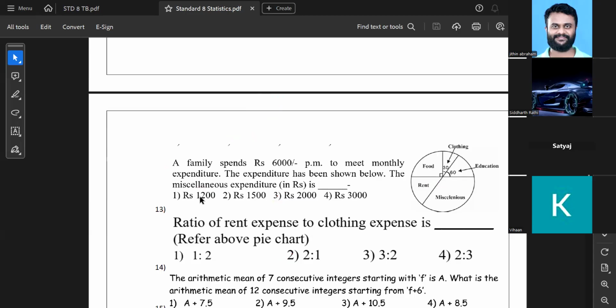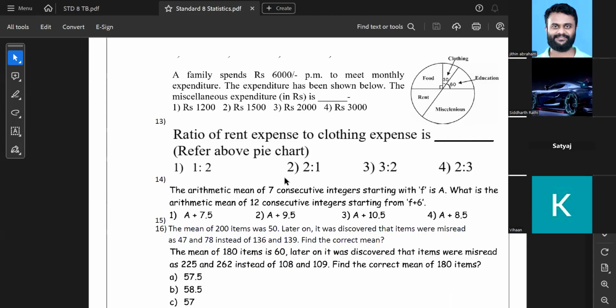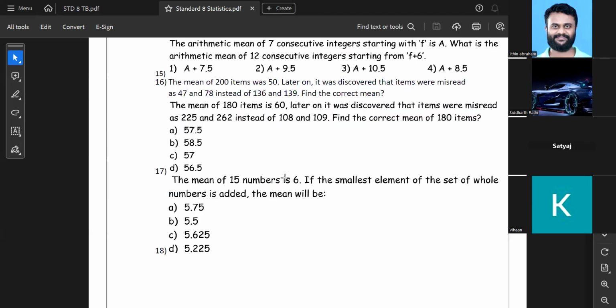Proceeding further. So here it is 15th question. The arithmetic mean of 7 consecutive integers starting with f is a. What is the arithmetic mean of 12 consecutive integers starting from f plus 6?